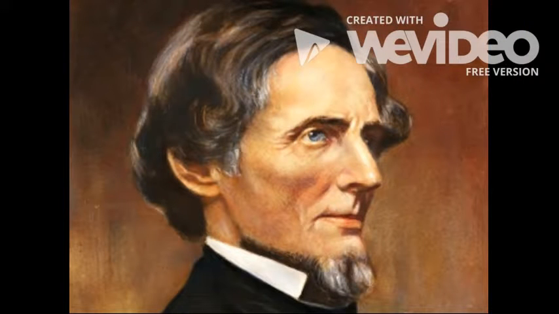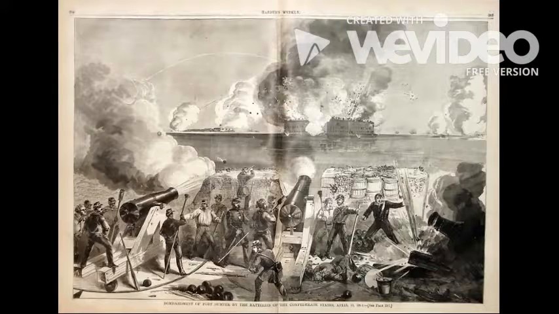After Lincoln failed to bring these states back and refused to remove Union troops from the Confederate territory, the Confederacy attacked Fort Sumter. There were 4 more states that seceded to join the Confederacy: Arkansas, North Carolina, Tennessee, and Virginia. This attack also marks the beginning of the Civil War.